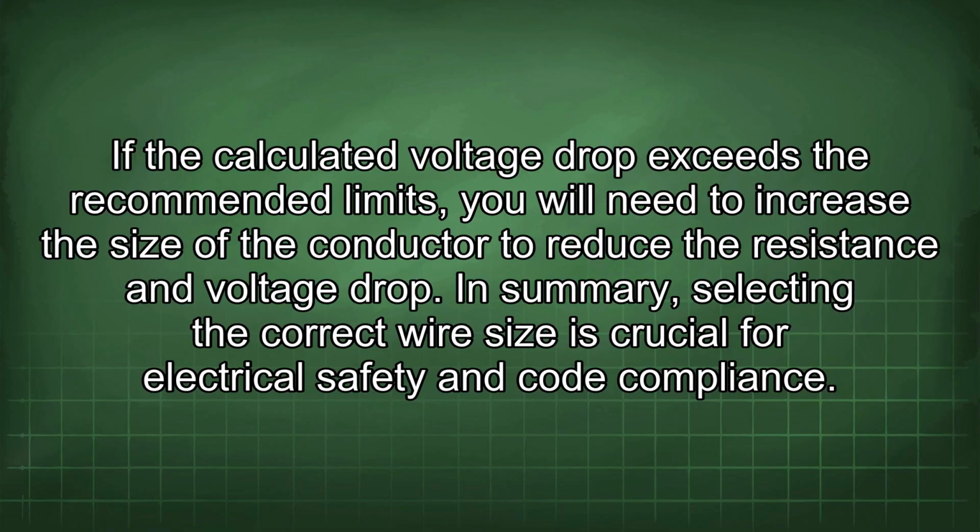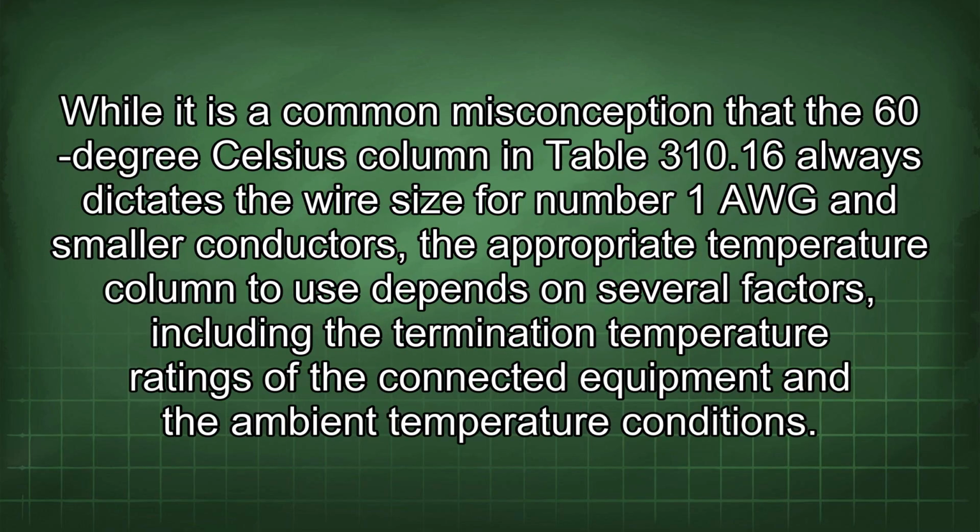In summary, selecting the correct wire size is crucial for electrical safety and code compliance. While it is a common misconception that the 60°C column in Table 310.16 always dictates the wire size for number 1 AWG and smaller conductors, the appropriate temperature column to use depends on several factors, including the termination temperature ratings of the connected equipment and the ambient temperature conditions.